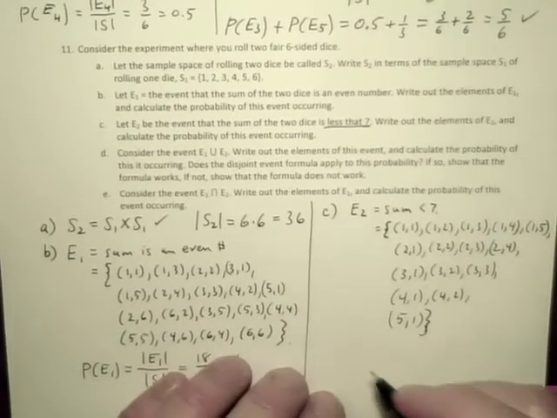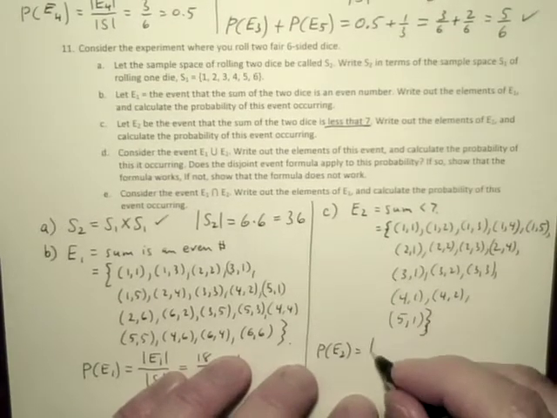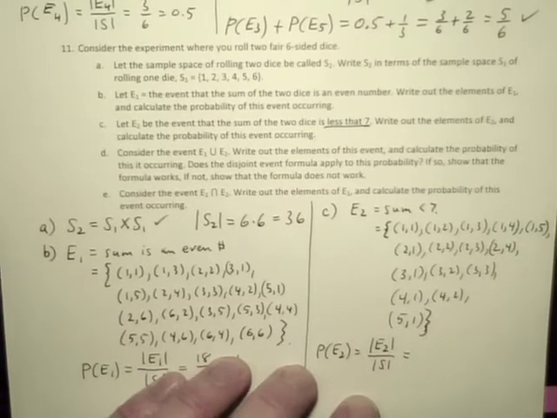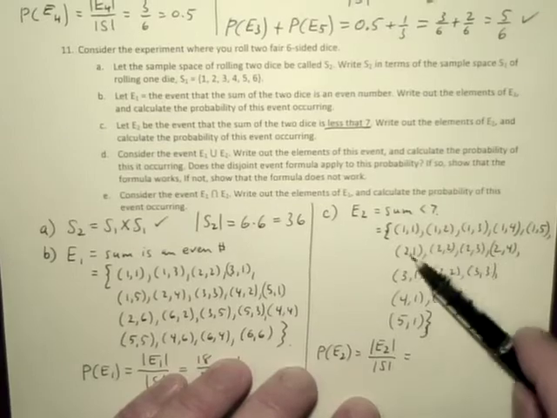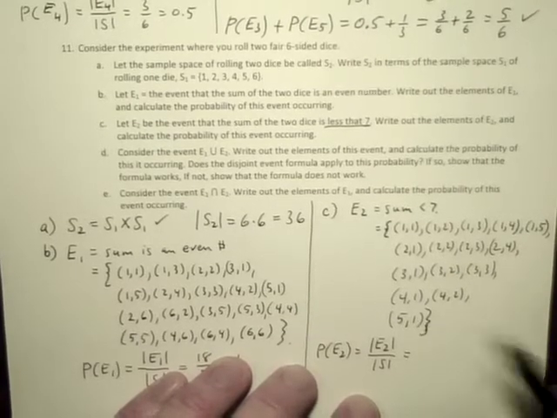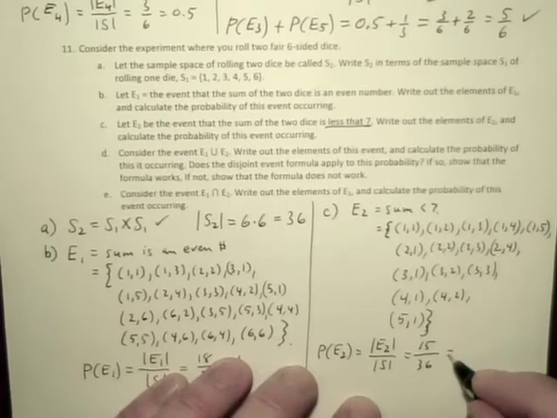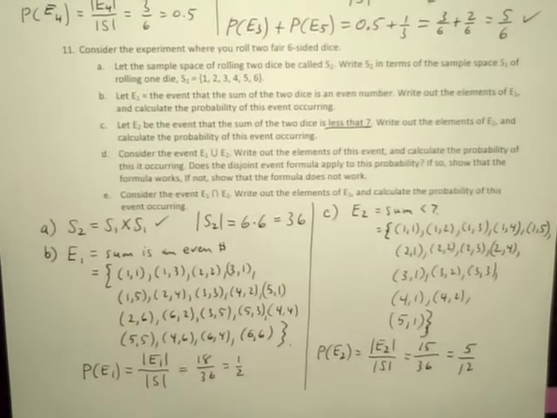And the probability of this event is the size of that event all over the sample space, which I guess I have to count them. 1, 2, 3, 4, 5, 6, 7, 8, 9, 10, 11, 12, 13, 14, 15 of them all over 36, which is 5/12 if I divide by 3.